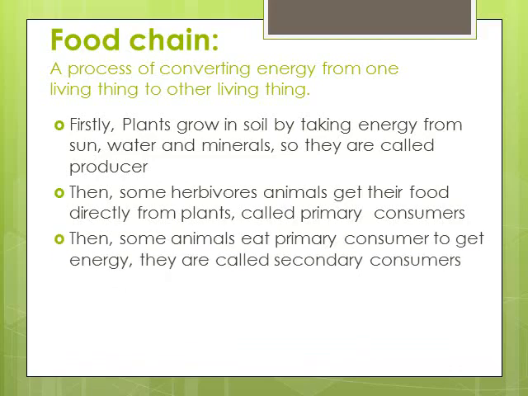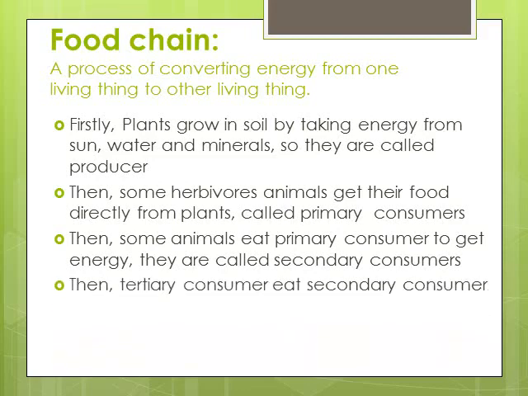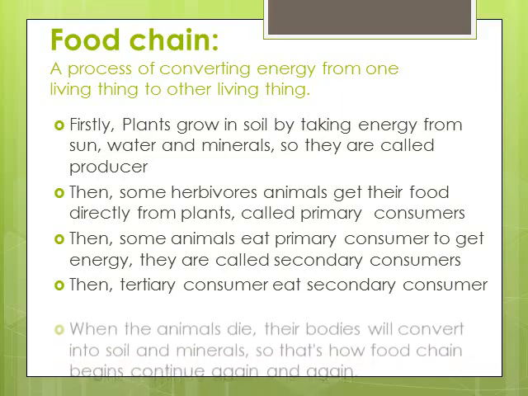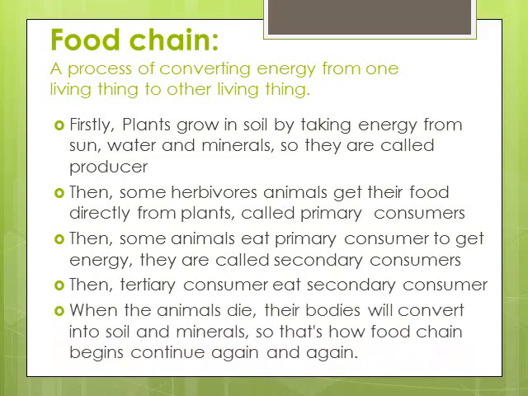Now some animals eat primary consumers to get energy. They are called secondary consumers. So those animals who eat primary consumers are called secondary consumers. They are carnivores. Then those consumers who eat secondary consumers are called tertiary consumers. When the animal dies, its body will convert into soil and minerals. So that's how the food chain begins and continues again and again.